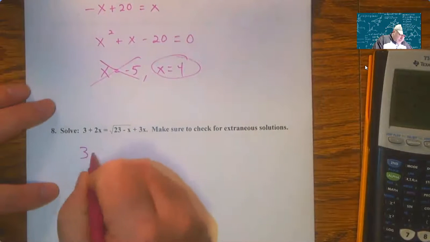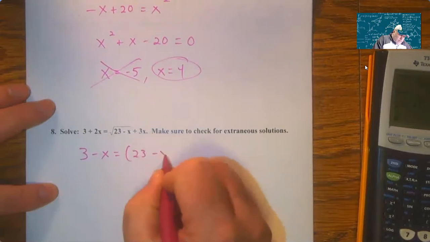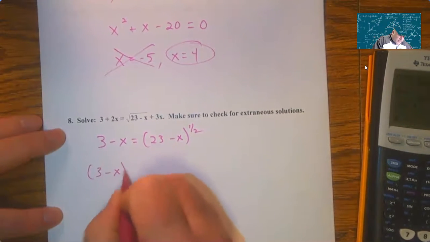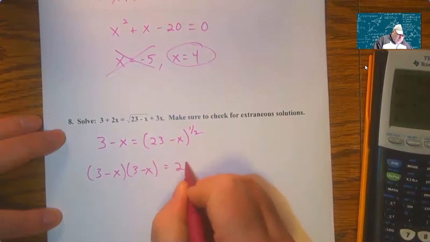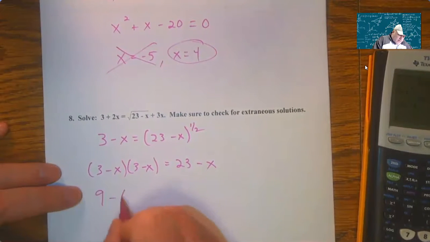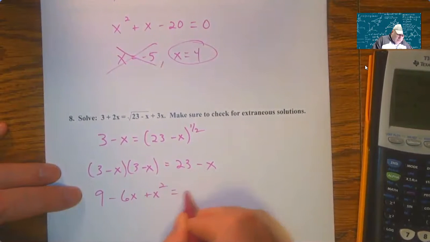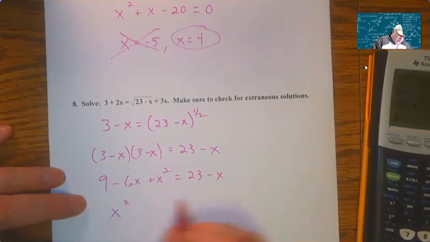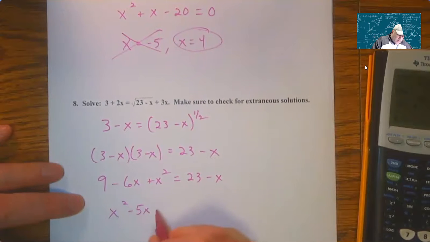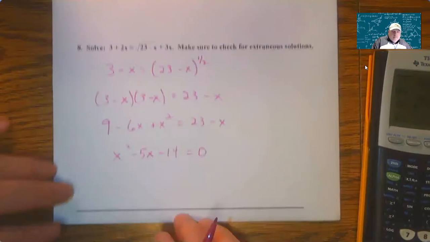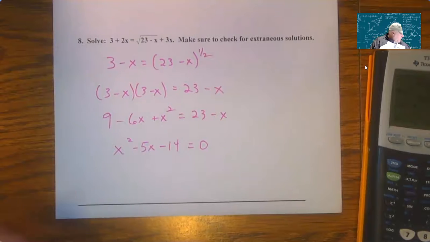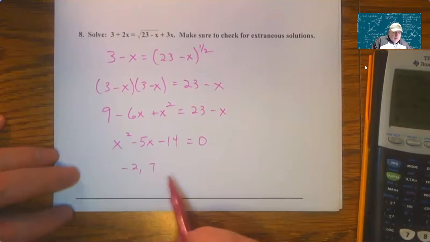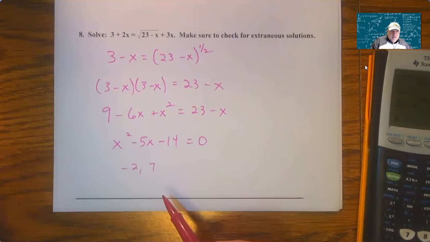So subtract 3x over. Square both sides. So you're doing this on this side. So 9 minus 6x plus x squared is 23 minus x. Take everything to one side. So add x, so minus 5x, subtract 23, that's minus 14. So another quadratic, you're going to get -2 and +7 for your two solutions, but 7 will not work.